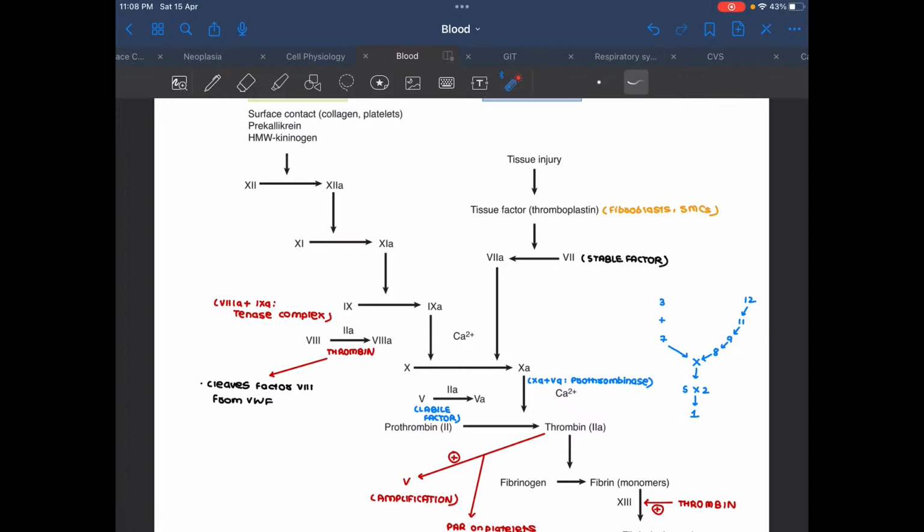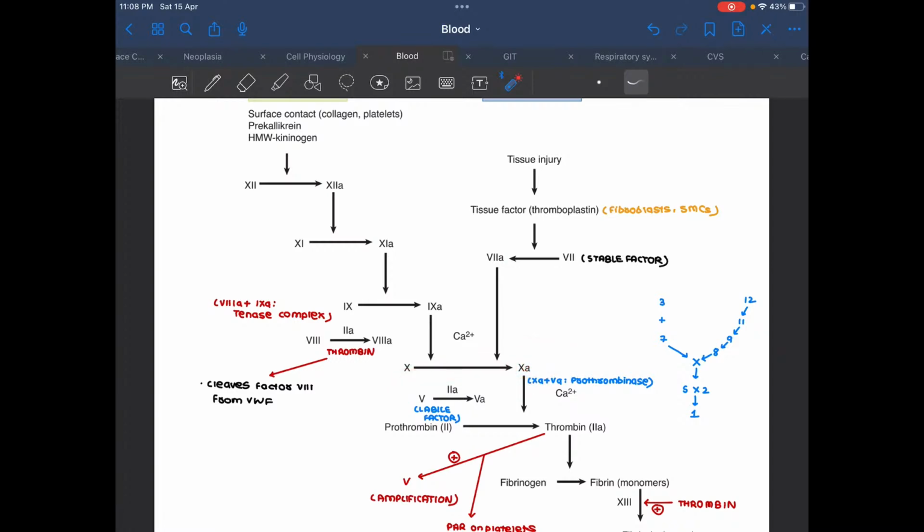What about the extrinsic pathway? In the extrinsic pathway, there is tissue injury, and because of tissue injury you have the release of something known as tissue factor. We call it factor 3. That's thromboplastin. And what is this tissue factor doing? It is activating something known as stable factor, which is factor number 7. So 7 plus 3, I would say. And what is that going to do? This complex is going to activate factor 10 into 10A again.